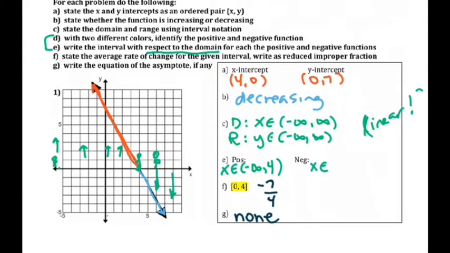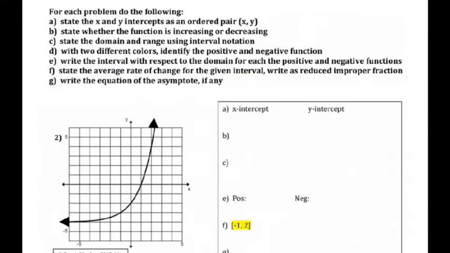So I'm still on the x-axis walking along. Starting at 4, we're in the negative part of the graph all the way to infinity. So all the way out here, it's negative. And that's how you're going to do a positive and negative interval. So let's try another one.